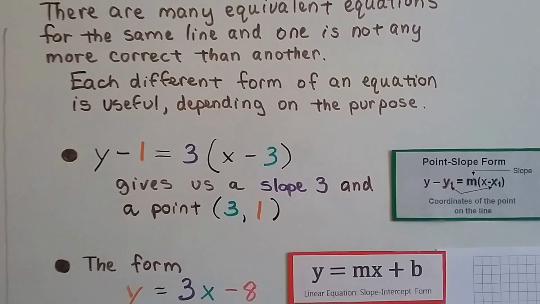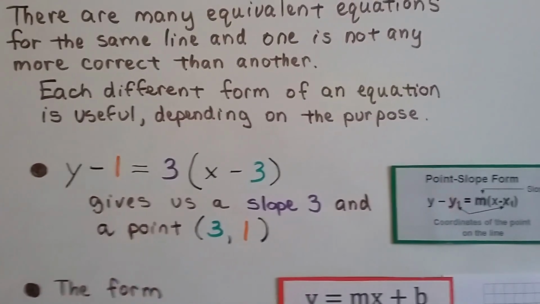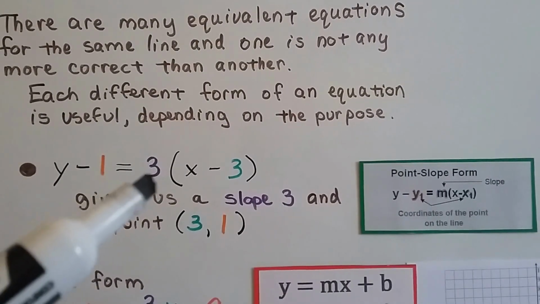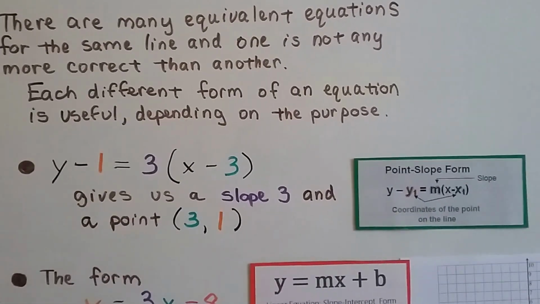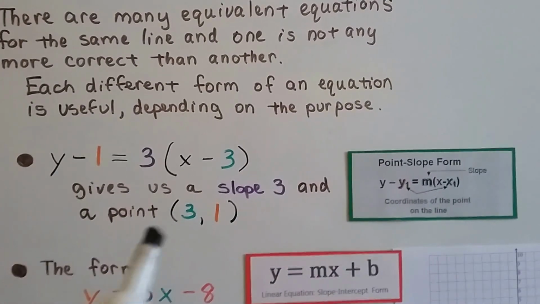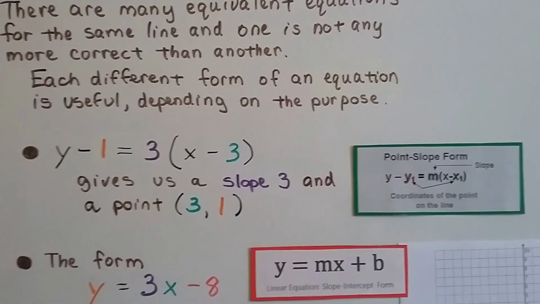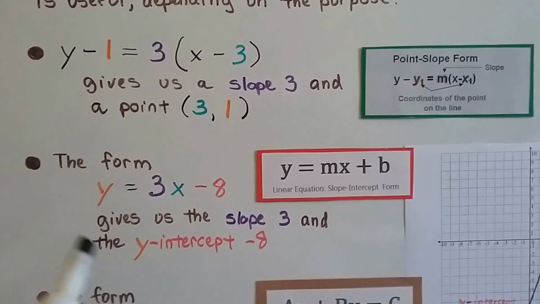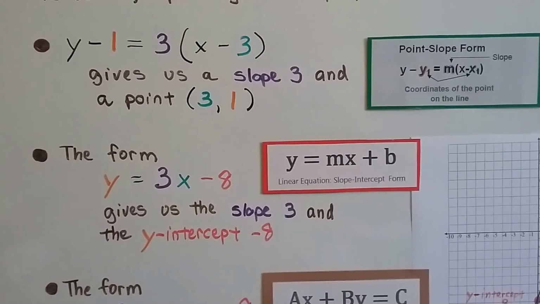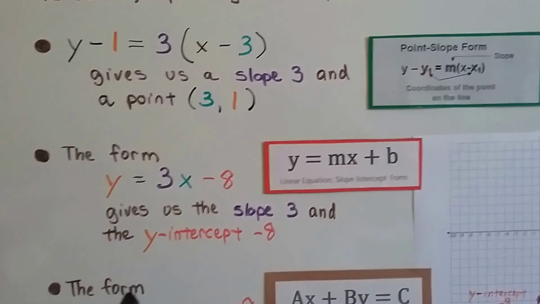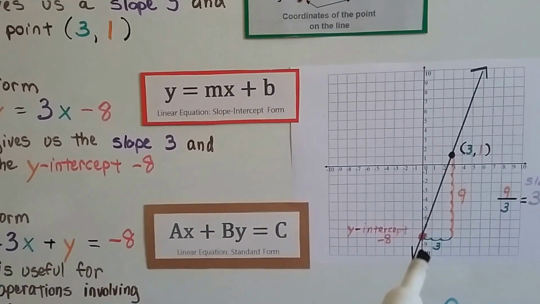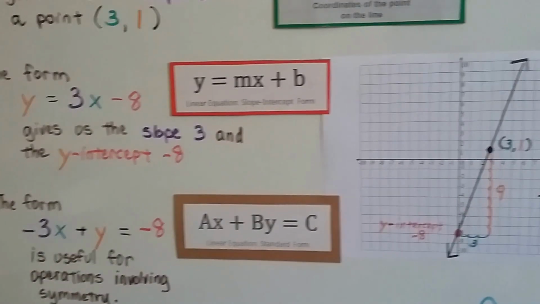So this point-slope form, this two-point equation, right here, we have y minus 1 equals 3. We know that's the slope. And x minus 3, well, we know that that's x1 and that's y1, so we know we've got a point of 3 and 1, see? And in this form, this is the slope-intercept form, y equals 3x minus 8. It gives us a slope of 3, and then the y-intercept is going to be the negative of 8, see? That's down here, and we'll take a closer look at this in a second.